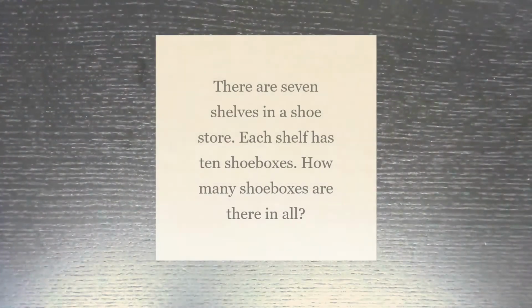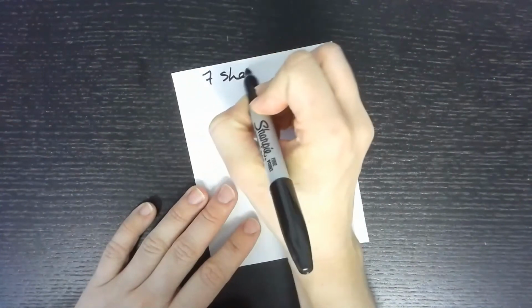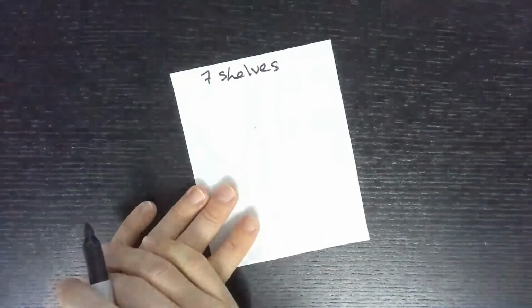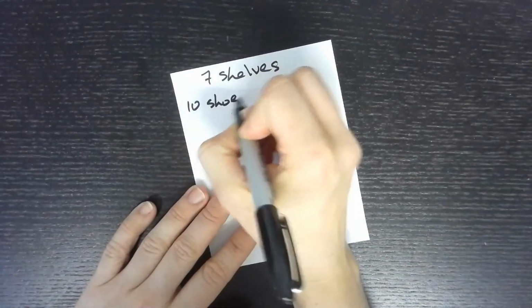So let's get started. Think about the following problem. There are 7 shelves in the shoe store. Each shelf has 10 shoe boxes on it. How many shoe boxes are there in all? So my problem tells me that I have 7 shelves. It also tells me that there are 10 shoe boxes on each shelf.